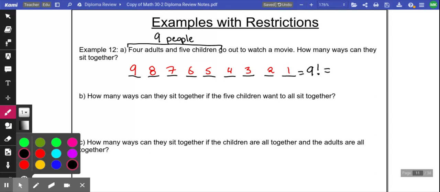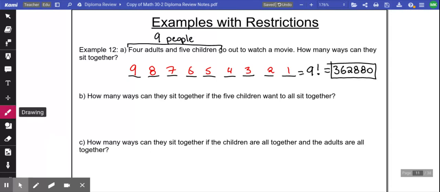9 factorial, or 9 times 8 times 7 times 6 times 5 times 4 times 3 times 2 times 1, is 362,880 ways in which those 9 people could sit.